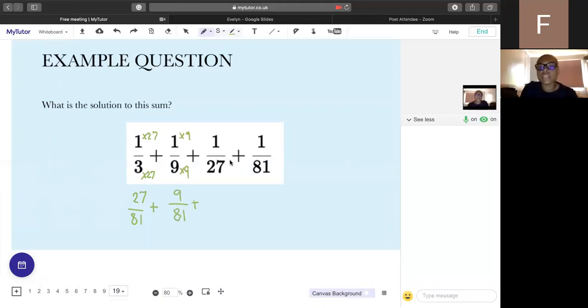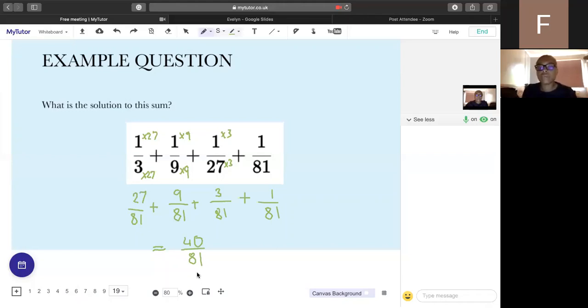Our next one, 27 multiplied by 3 gives us 81, so we've got 1 times 3, so we've got 3 over 81, and then we can add our 1 over 81 at the end as well. We're just going to add our numerators because we're adding our fractions. So it's going to be 27 plus 9 plus 3 plus 1 all over 81. So this would give us 40 over 81.